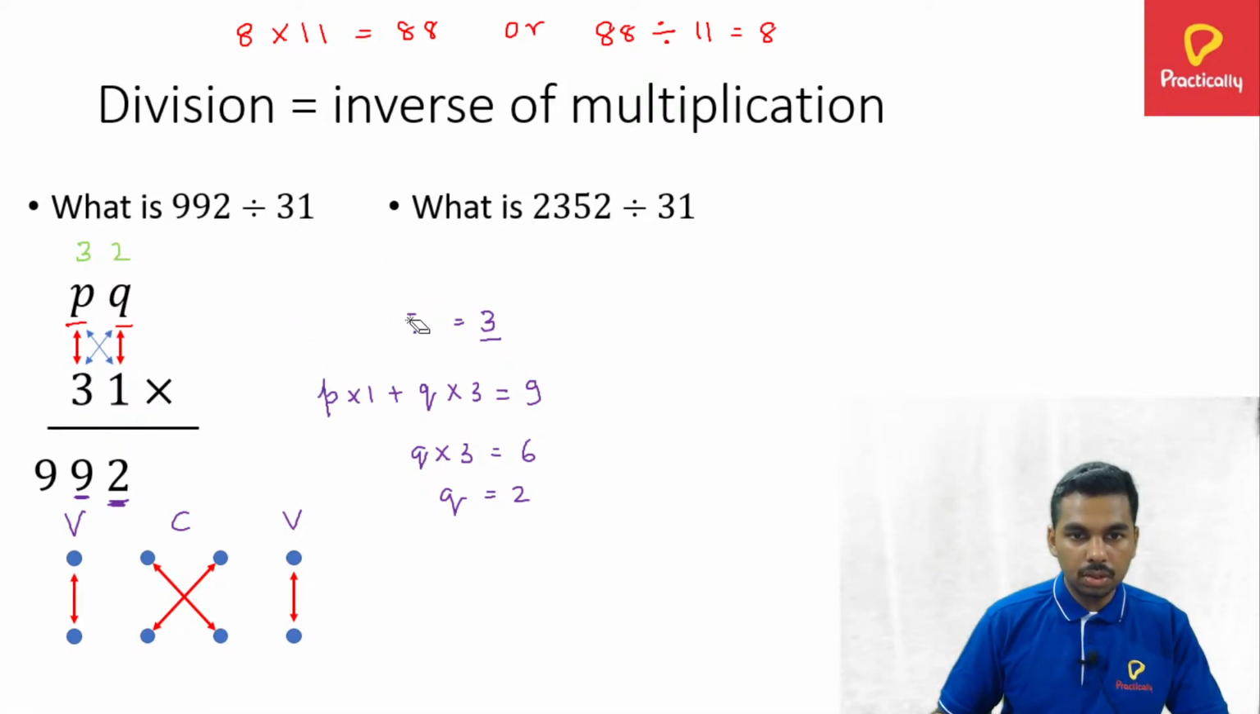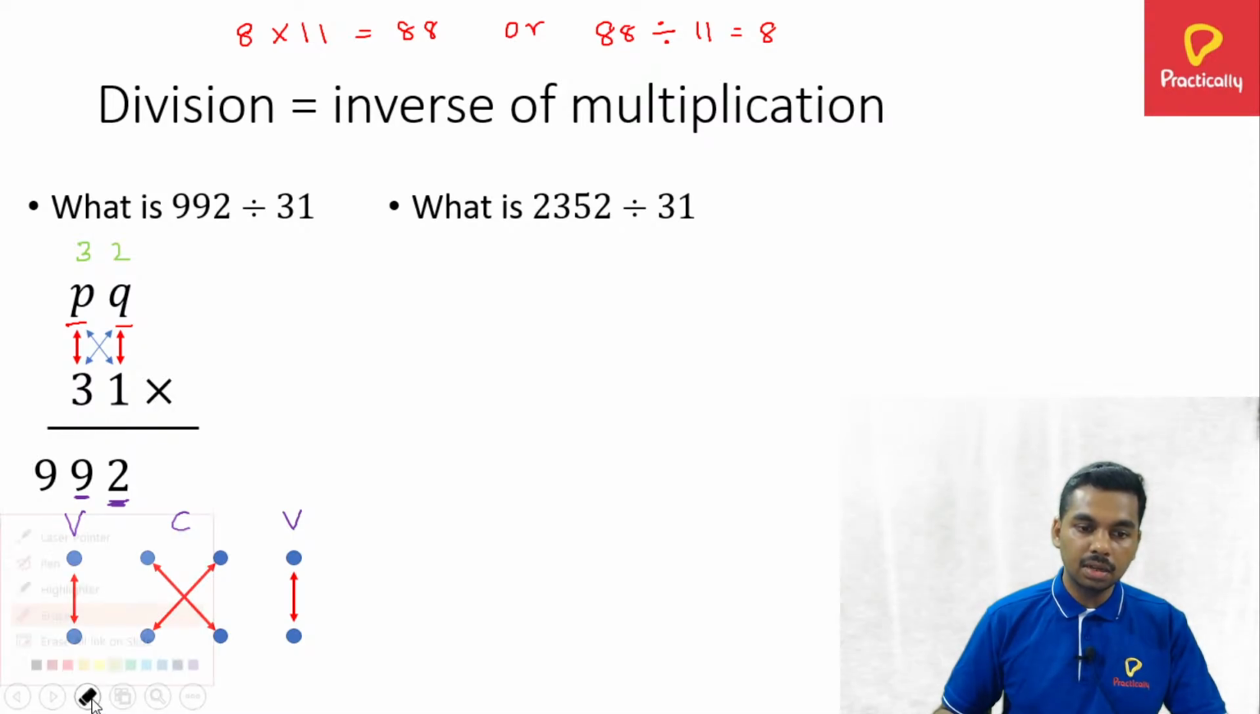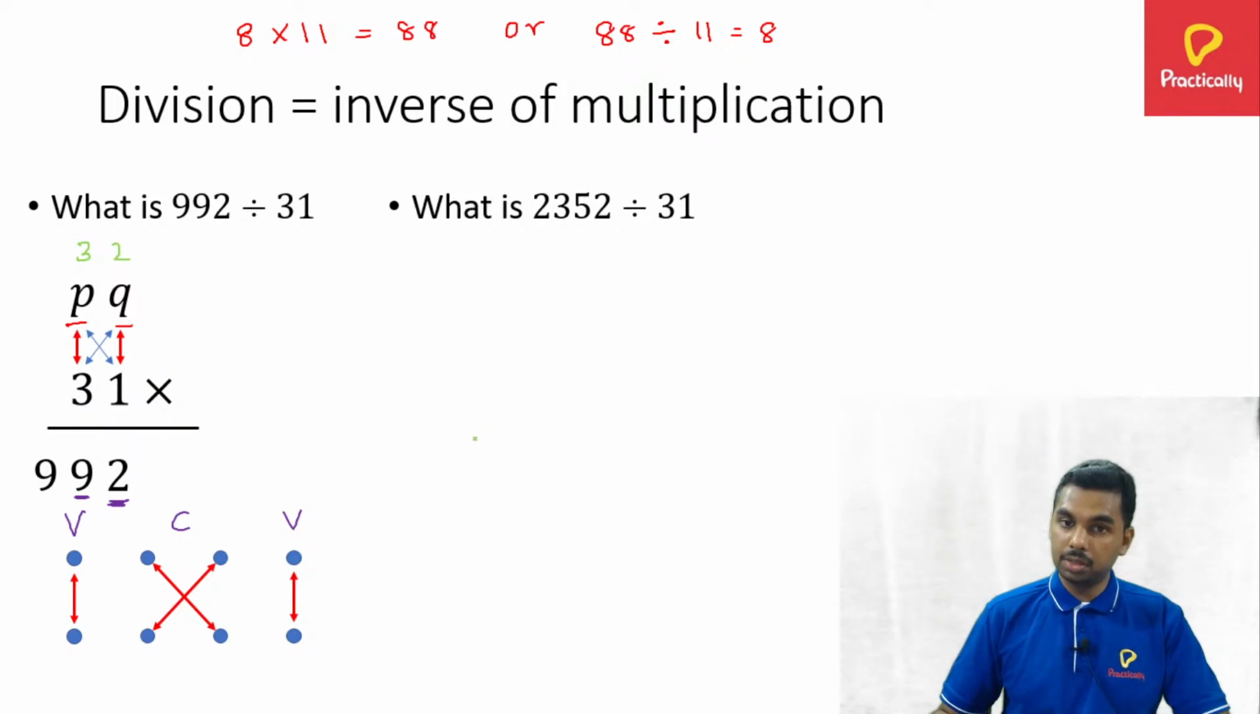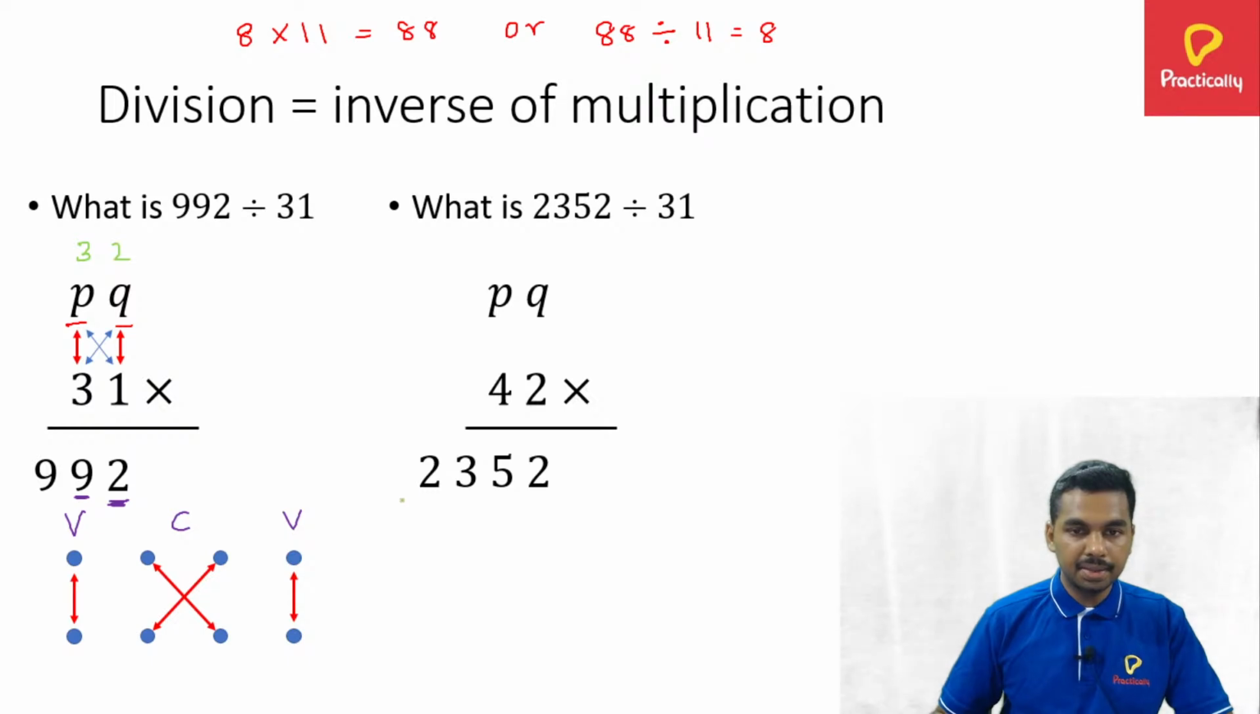Alright, so the second problem is a 4-digit number divided by a 2-digit number. Whenever you multiply a 2-digit number with another 2-digit number, you will either get a 3-digit number or a 4-digit number. So we will formulate the problem again like this.